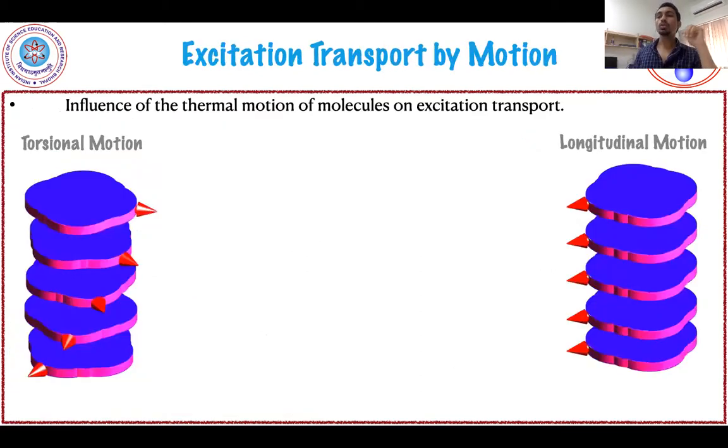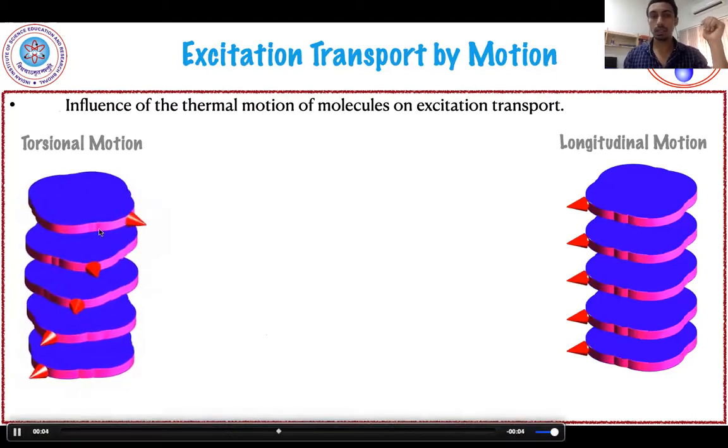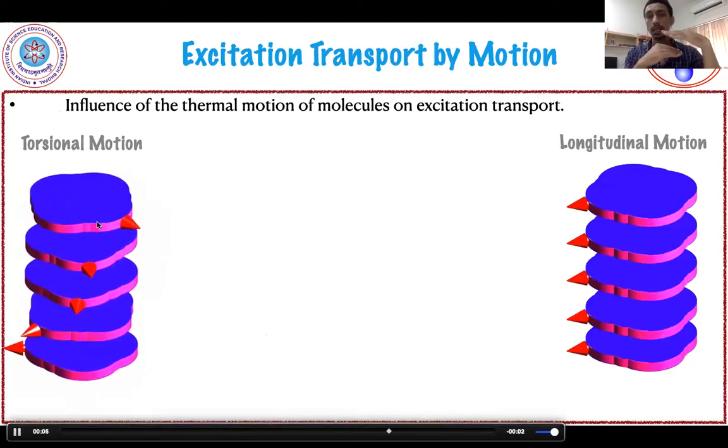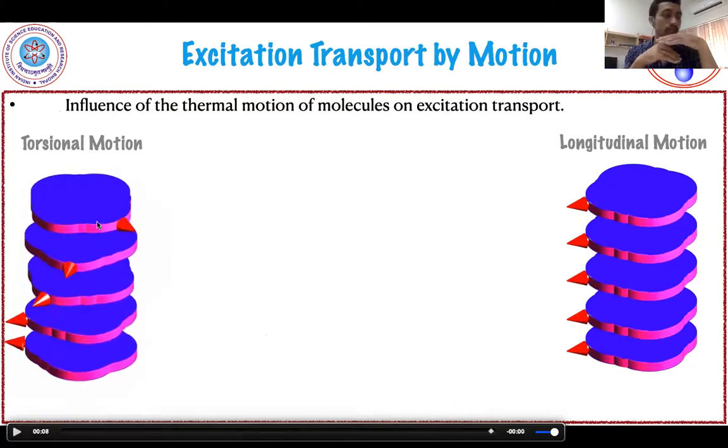Okay, so now we study two types of motion. The first one is torsional motion. In this, you see that these molecules' positions are fixed along the aggregation axis, but now they can rotate. They can rotate around the axis joining them. So this type of motion is called torsional motion.